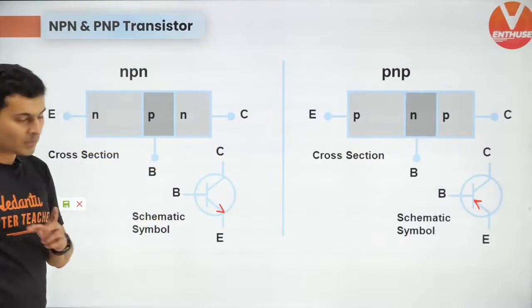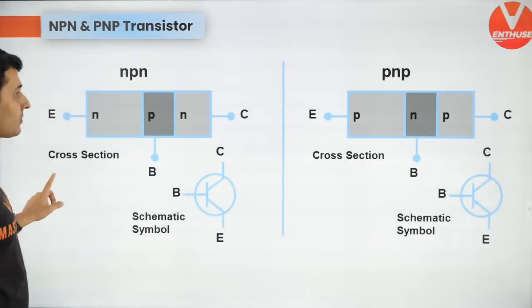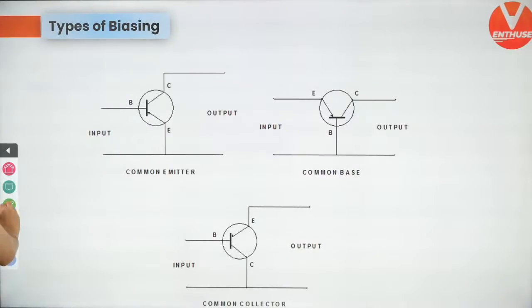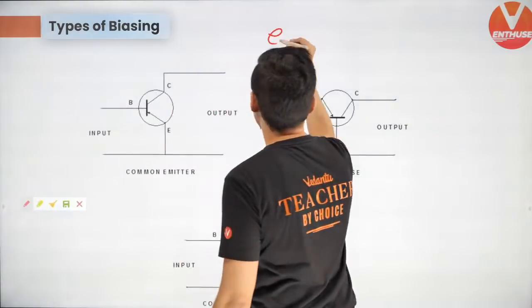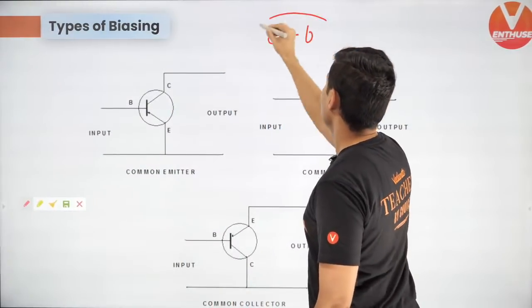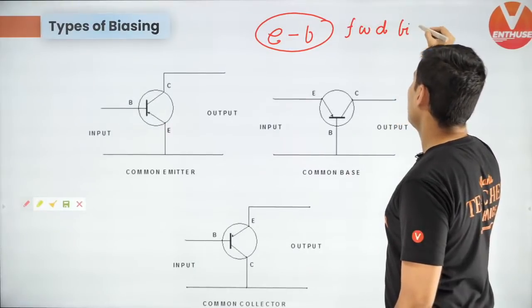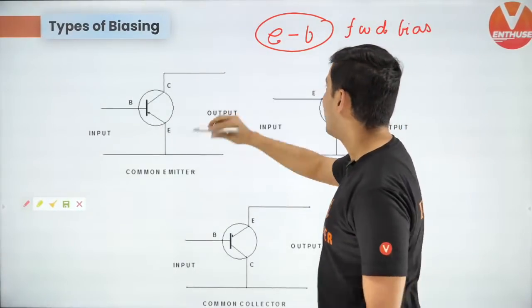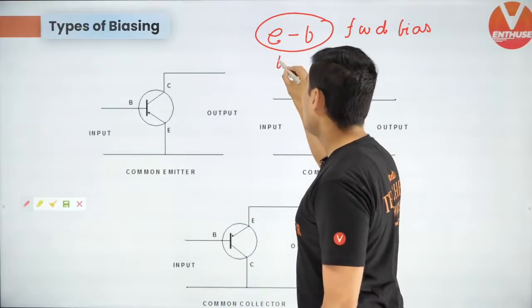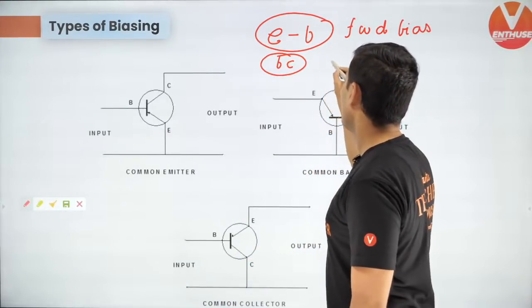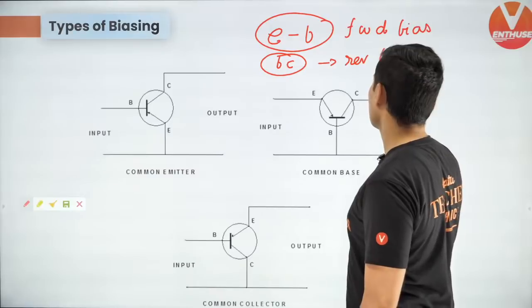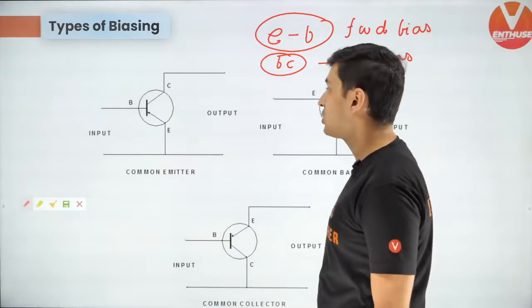Now, next thing, very important. Keep this in mind: the emitter-base junction is always used in forward bias, and the base-collector junction is always used in reverse bias. Very, very important stuff which you should know.